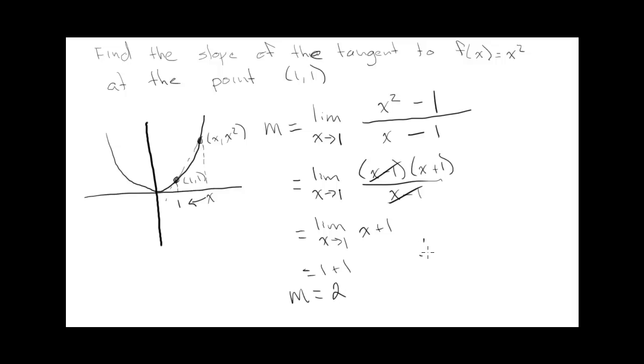So therefore, this is the slope of the tangent. I won't even write it. So the slope of the tangent, the slope of this line, must have been 2 at this point. Okay. So that's how you get the slope of the tangent at a point.